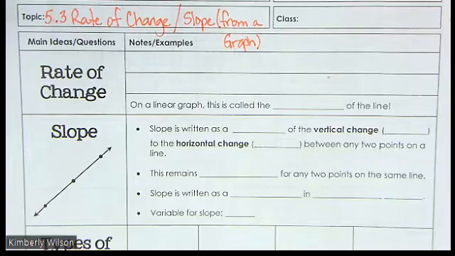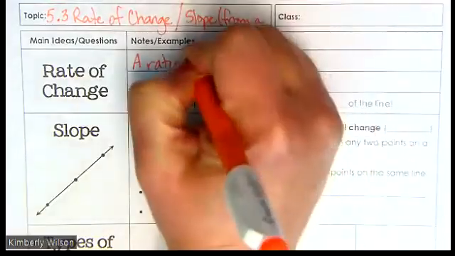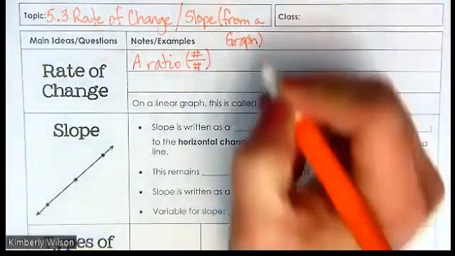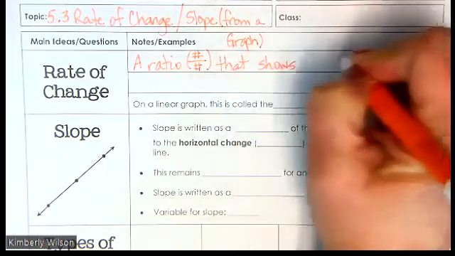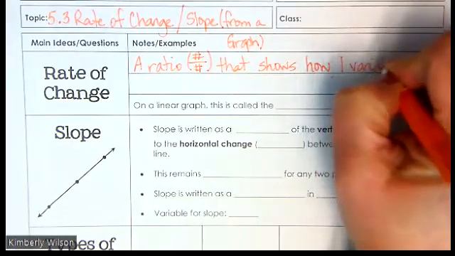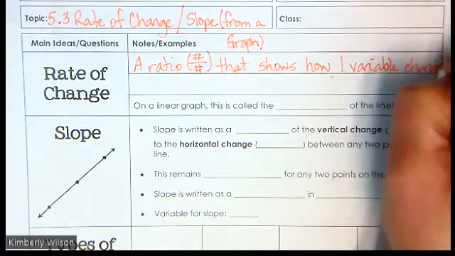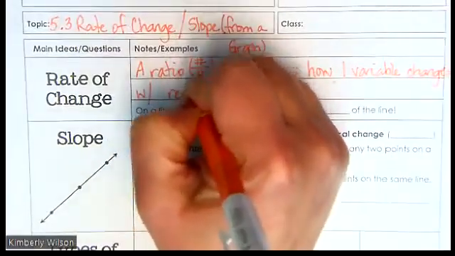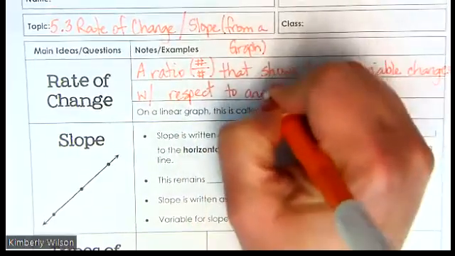Rate of change, to define it, is a ratio, which means it's a fraction. It's a number over another number that shows how one variable changes with respect to another.